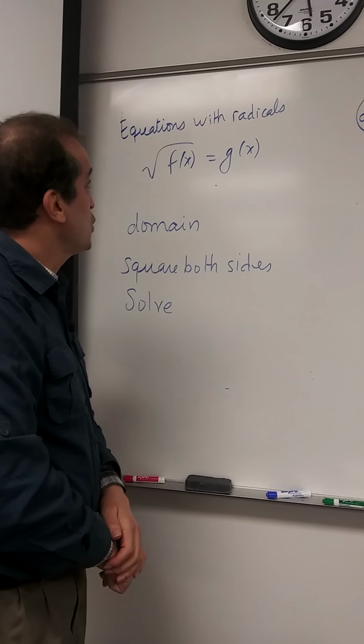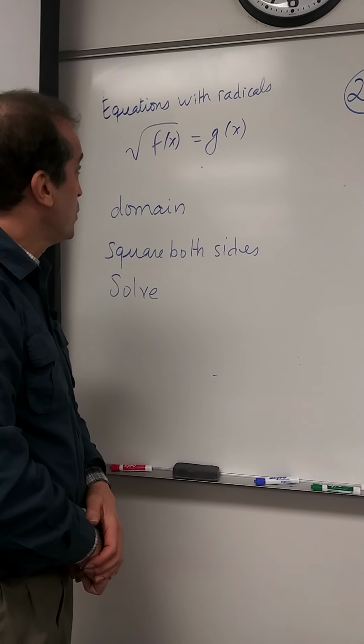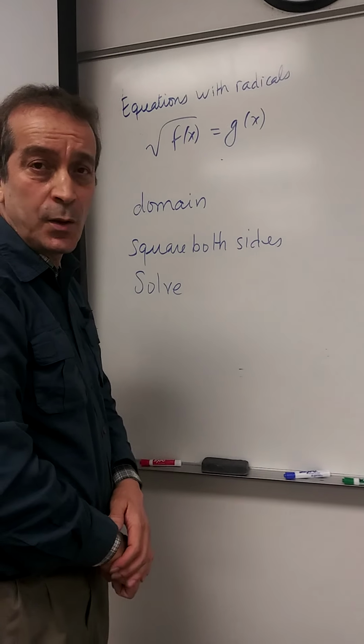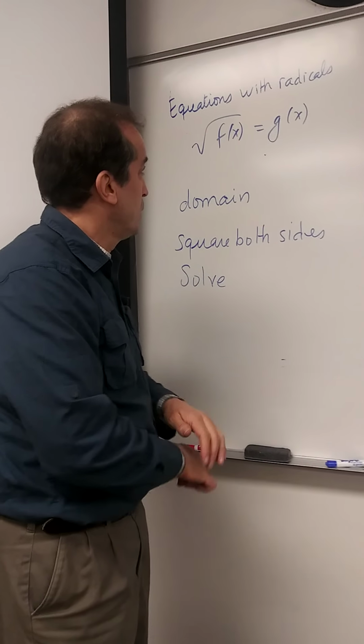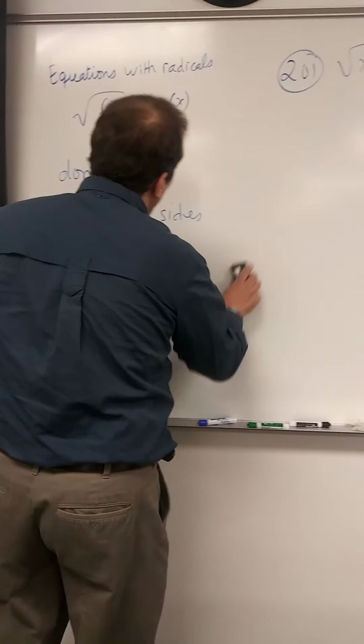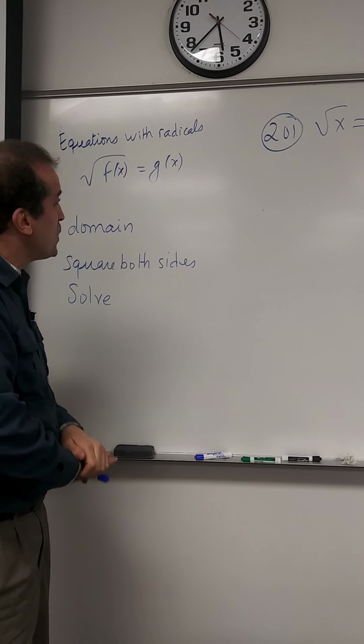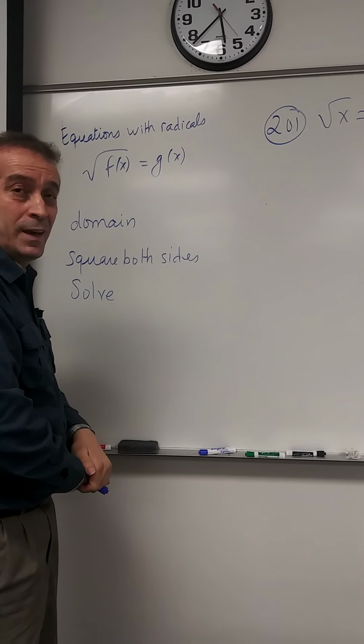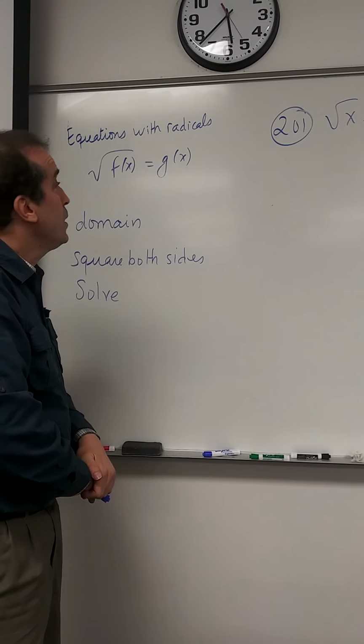We're doing equations with radicals, and these radicals could be square roots, cubic roots, any roots. We're going to concentrate on square roots today. An equation with radicals is an equation of the form square root of f of x equals g of x. Before we solve this, we need to find the domain of the equation. The domain of the equation is f of x cannot be negative.